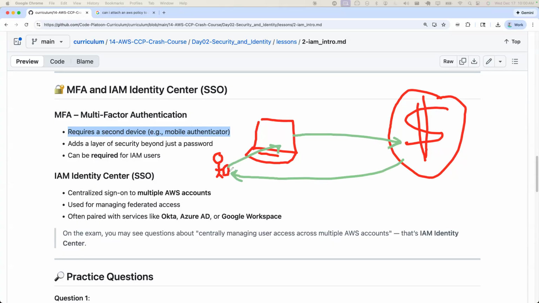This has become best practice for pretty much everything. It can be required, and it should be required, for IAM users. It's a really common question on this exam. The answer is almost always that you should enable it if it's people. If we're talking about a role for the EC2 bucket, I can't enable multi-factor authentication for it. But if we're talking about people, we almost always want MFA.